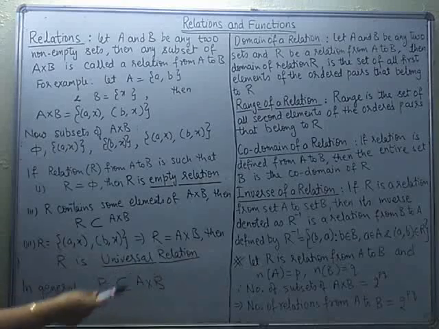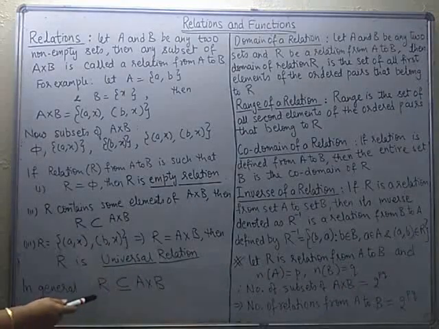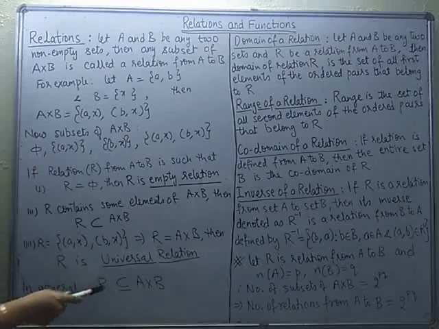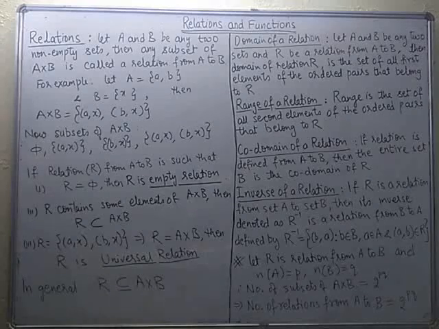Sum of the ordered pairs from A cross B, that will come in the relation. And as I told you, the number of subsets of A cross B you will get in R will depend upon how the relation is defined. Now coming to some more terms related to relation.